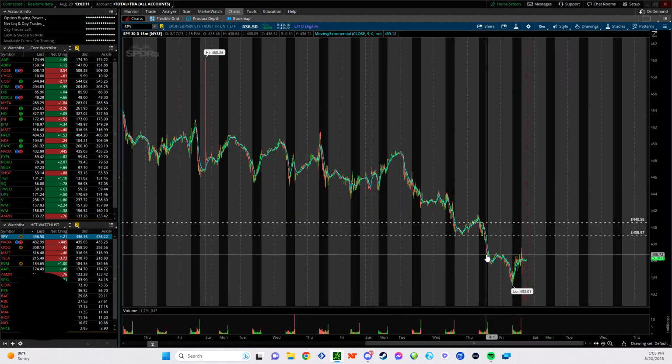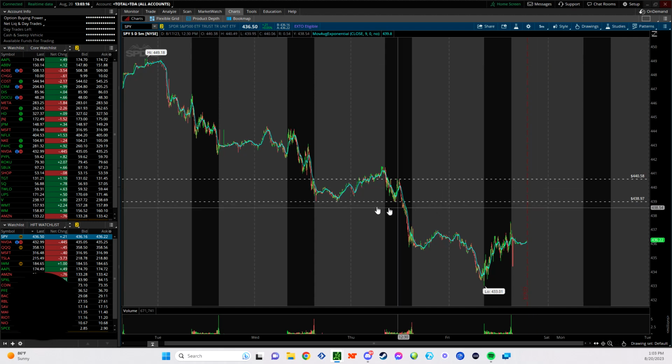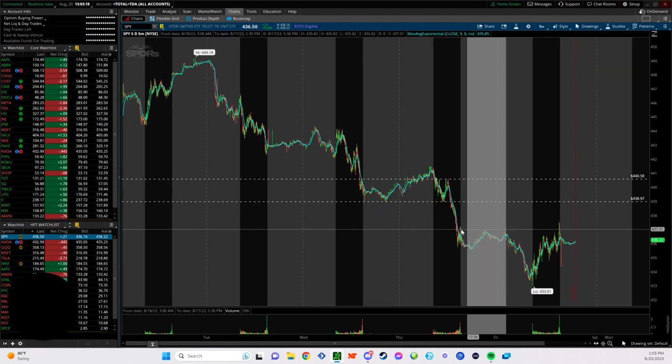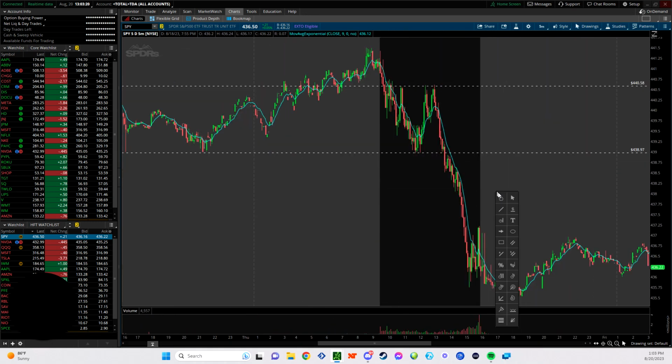Now we're keeping it very simple. You don't see me have any crazy indicators on. I'm not using MACD, I'm not using RSI. Trading is simple if you make it.